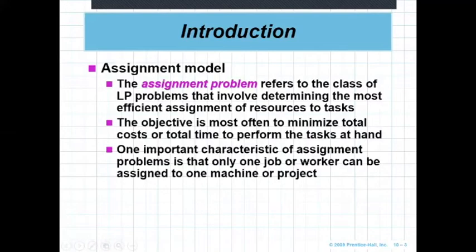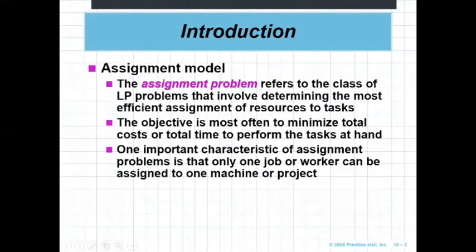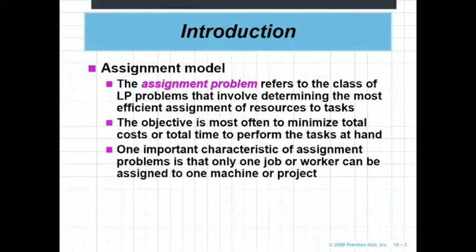It says that one important characteristic of the assignment problem is that only one job or one worker can be assigned to one machine or one project. So the idea is one to one: one person to one project, one machine to solve one problem, etc. But the idea is one and one only. That's the most important thing in the assignment problem case.